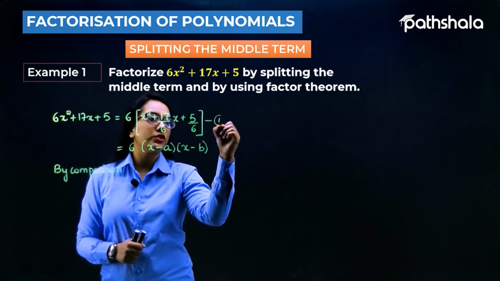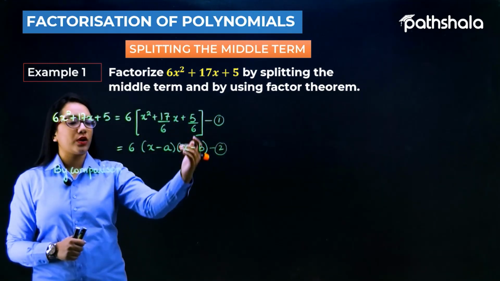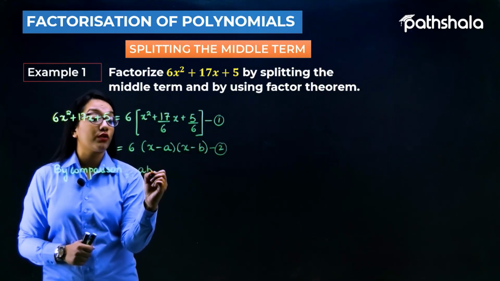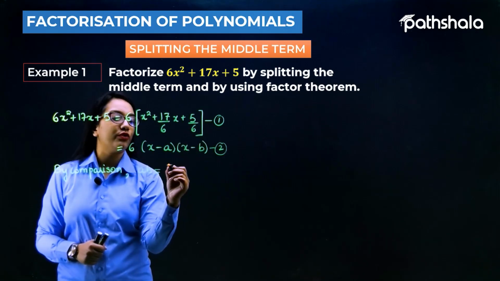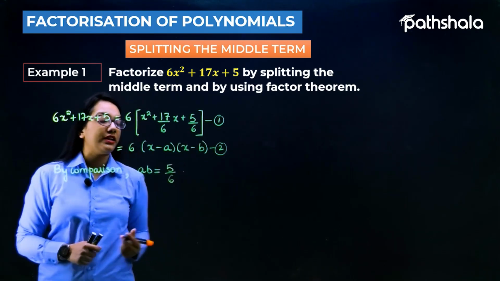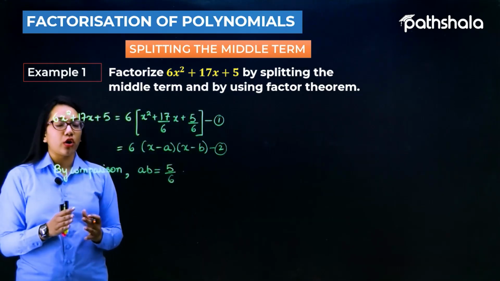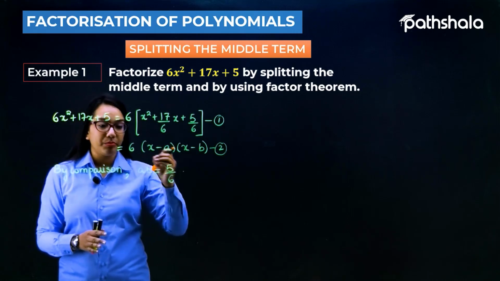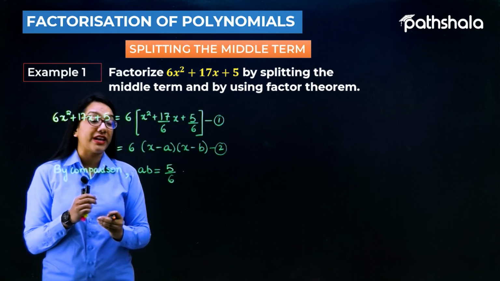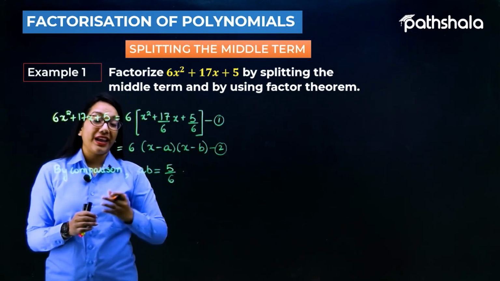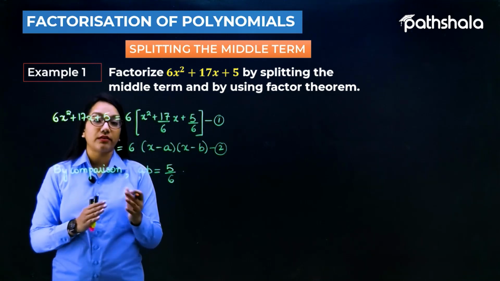Let us suppose I am calling these equations 1 and 2. So by comparison of these two equations, we can say that the product of the constants a and b should mandatorily be equal to 5 by 6. Now let's look for the terms a and b in such a way that their product is equal to 5 by 6. So what can be a and b such that their product is equal to 5 by 6? What are the possible factors of a and b?